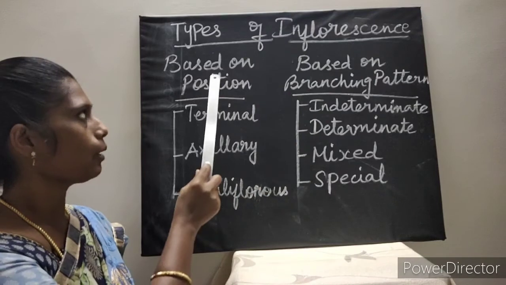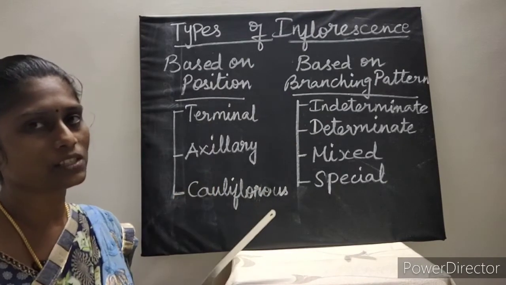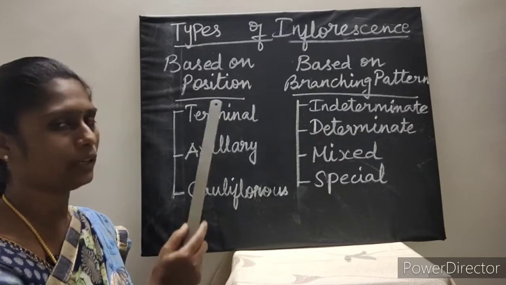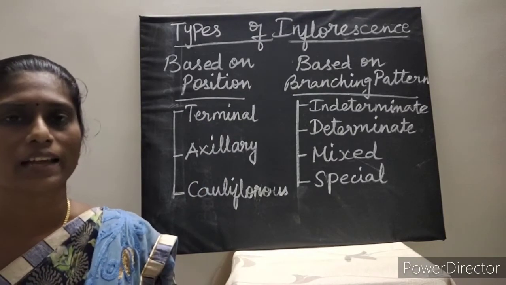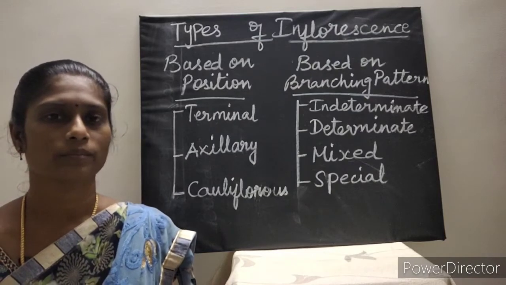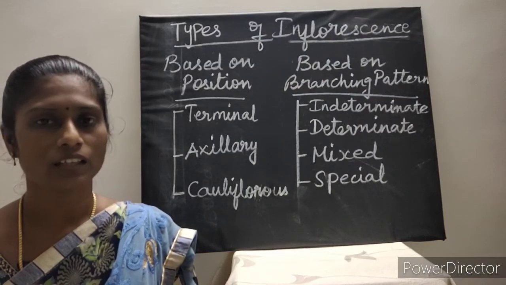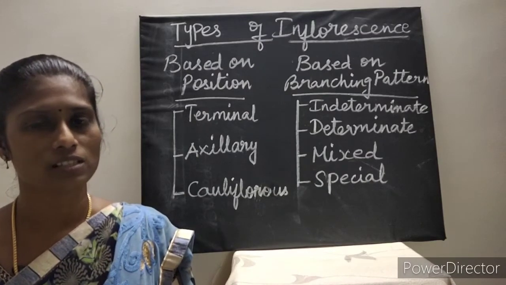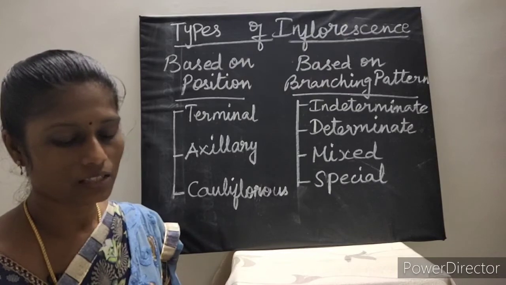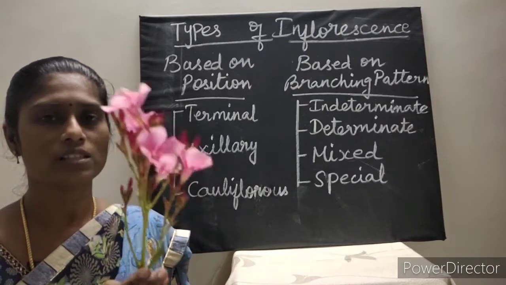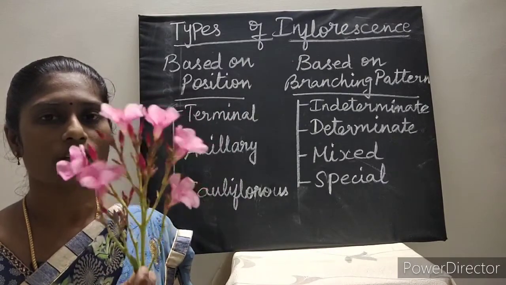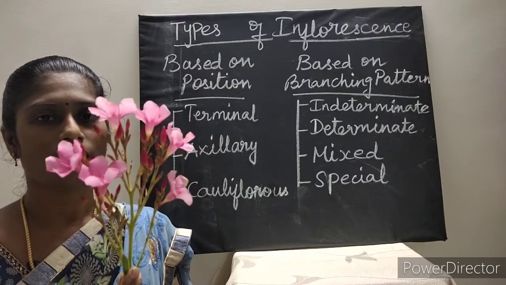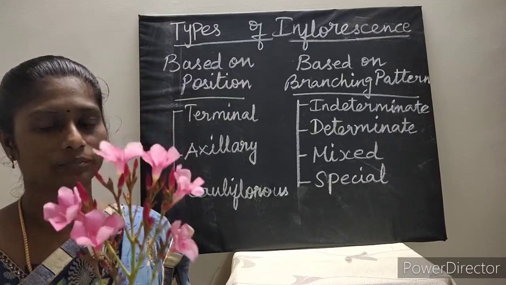Now let us learn based on the position. There are three types, namely terminal, axillary, and cauliflorous. Terminal: the inflorescence arises at the terminal shoot. This is called terminal inflorescence. Example, Nerium oleander. This is the raceme of Nerium oleander, present in the terminal shoot of the plant.